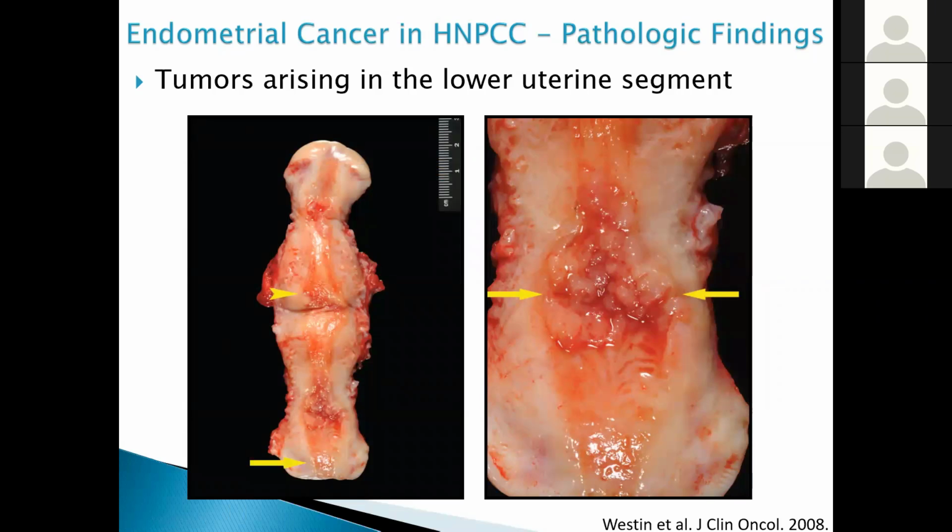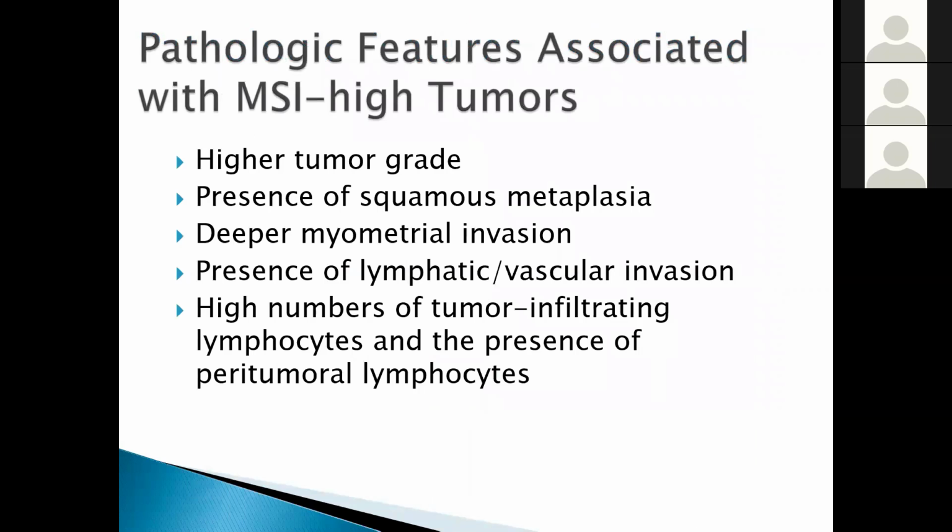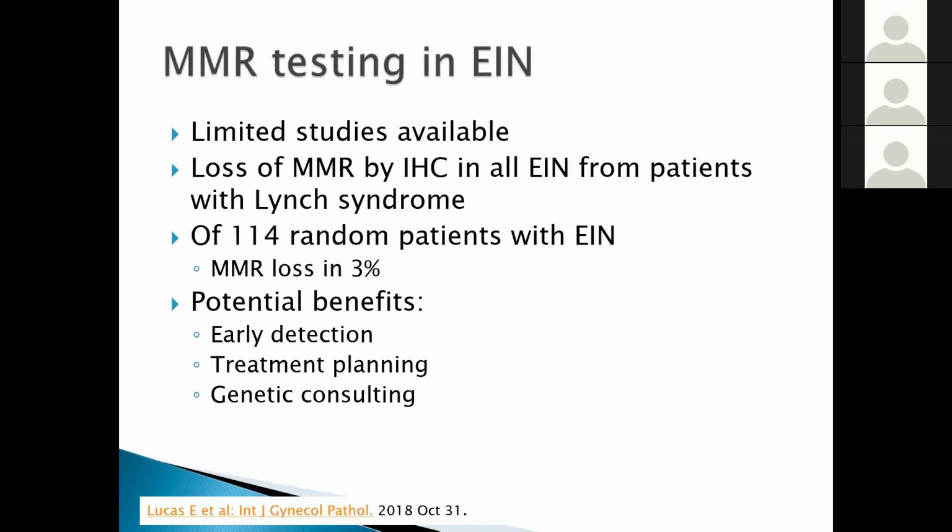So there are some characteristic features of the Lynch-associated tumors. They're often in the lower segment. They're often high grade. They show a lot of lymphocytic infiltrate. But we routinely do it on all of them. We didn't want the pathologist to have to decide when to do it and when not. The consensus was that all 4 hospitals do it on all cases, and that way nothing falls through the cracks.